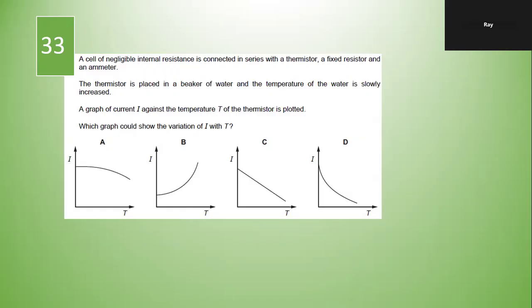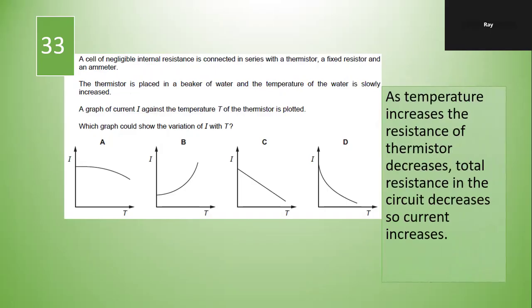Thermistor, remember? As the temperature increases, the resistance decreases. Quite good. As temperature increases, the resistance of the thermistor decreases. Total resistance of the circuit decreases. So current increases.